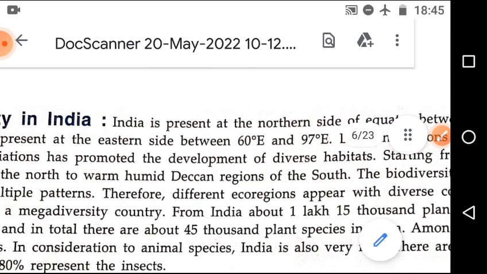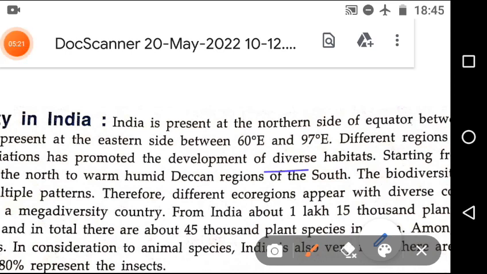So it leads to the development of diverse habitats. Different types of life forms are adapted here to survive, and this occurs due to the different landforms, altitudes, that is, the distance from sea level, and also the climatic variations of India. These have led to the development of different types of habitats where different types of animals adapt and survive.